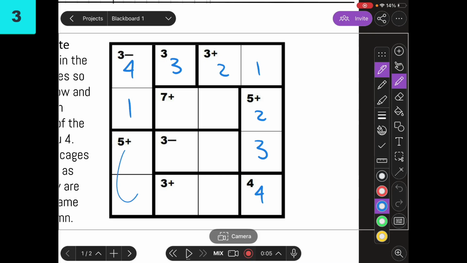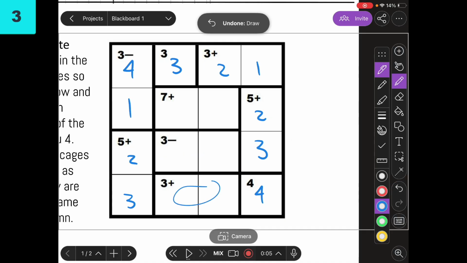Next up, I want to fill out these two numbers. I haven't used 3 and 2 in that column, so let's go ahead and maybe put 2 and 3. The reason why I put 2 and not 3 is because I would avoid repetition of 3.